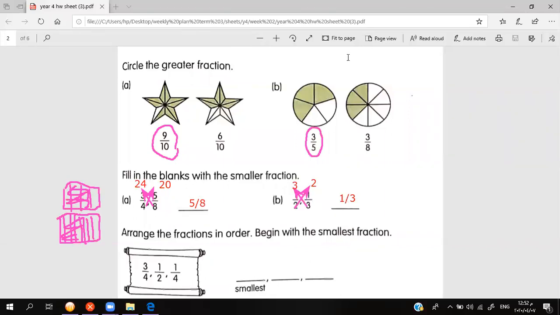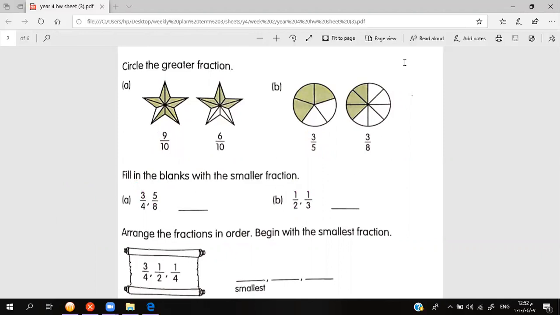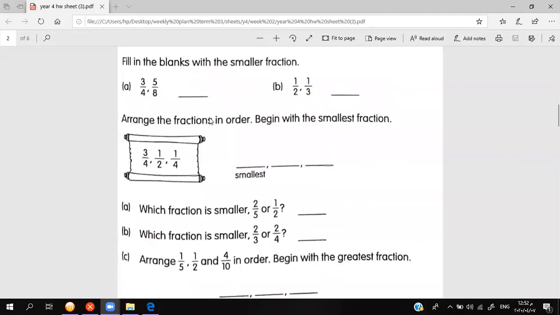Okay. Here arrange the fractions in order, begin with the smallest. Okay, definitely 3/4. The half is 2/4, right? This is 3/4, so this is bigger than the half. Definitely the half is bigger than the quarter. So we will start with what? We will start with the quarter, and then the half, and then the 3/4.